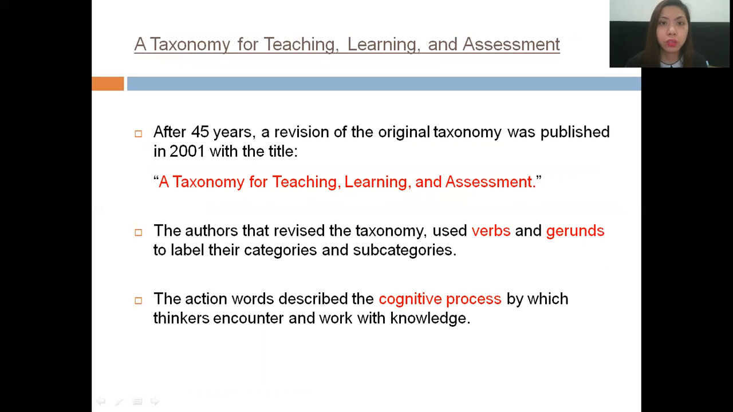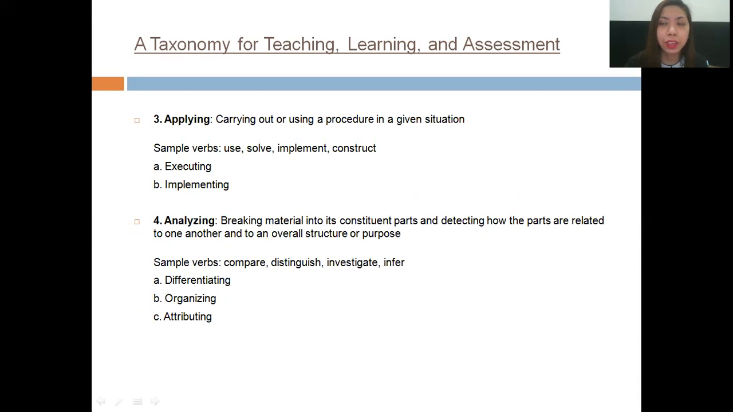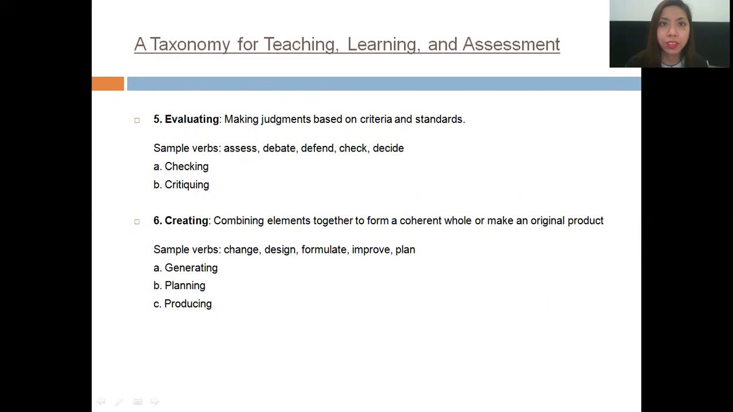After 45 years, a revision of the original taxonomy was published in 2001 with the title A Taxonomy for Teaching, Learning, and Assessment. The revised taxonomy used verbs and gerunds to label their categories and subcategories. The action words describe the cognitive process by which thinkers encounter and work with knowledge. So these are the following subcategories. First is remembering. Second is understanding. Third is applying. Fourth is analyzing. Fifth is evaluating. And sixth is creating.